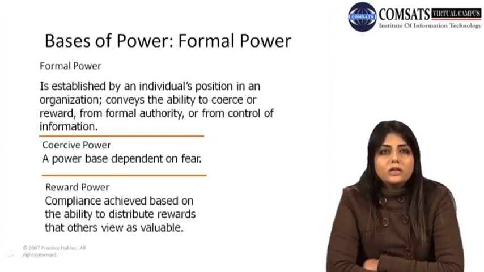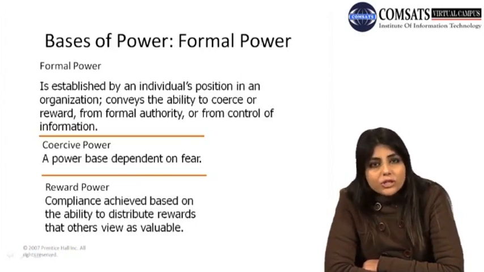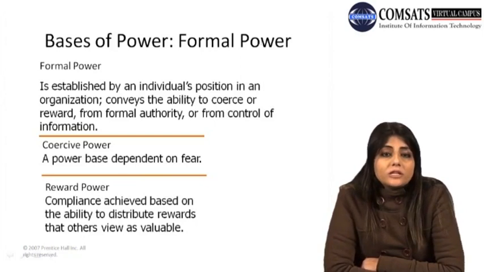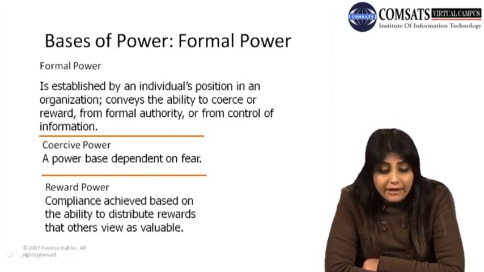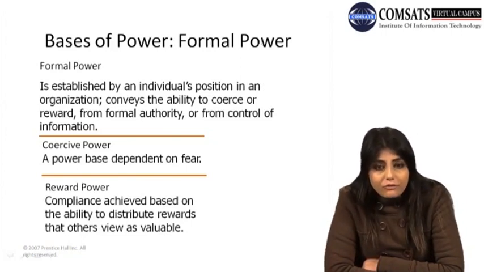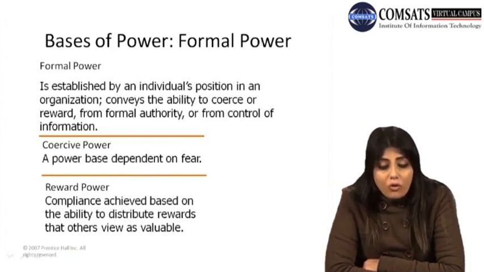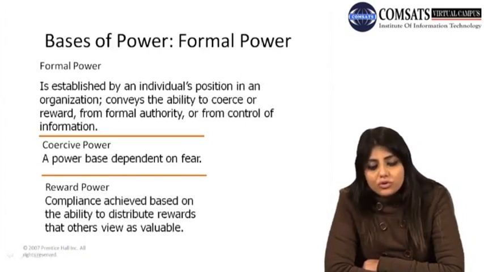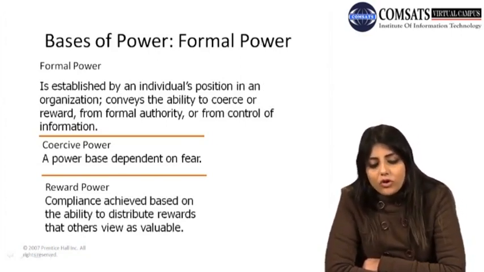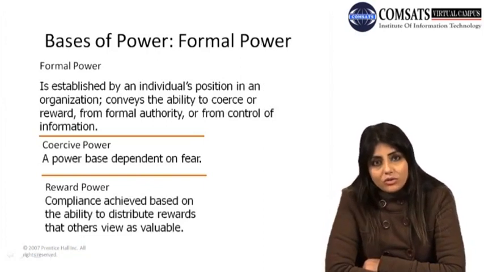Then we see the different bases of power. We have the formal power sources, the coercive and reward power sources, the legitimate power sources, the expert power sources, and the referent power sources. So there are a number of different power sources that your manager can have, right? Formal power is established by an individual's position in an organization and conveys the ability to coerce or reward from formal authority or from control of information. So you have the formal authority to give a reward or to coerce an employee, or you have control over a certain amount of information in the organization, and that is your formal power.